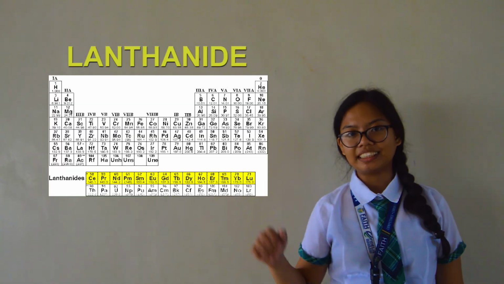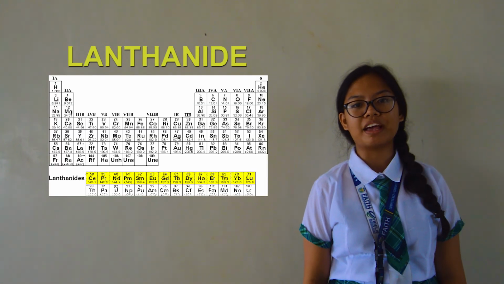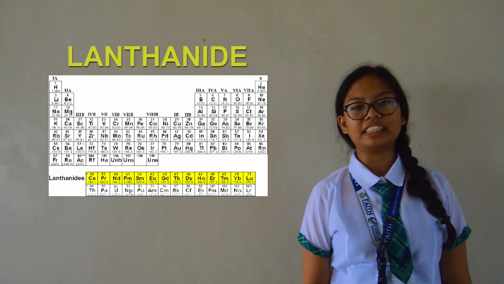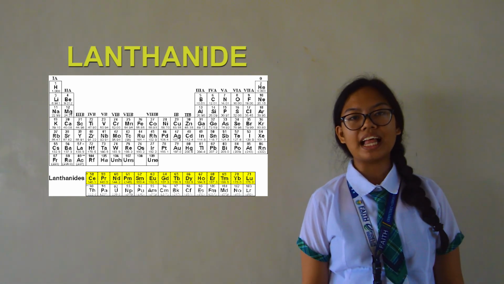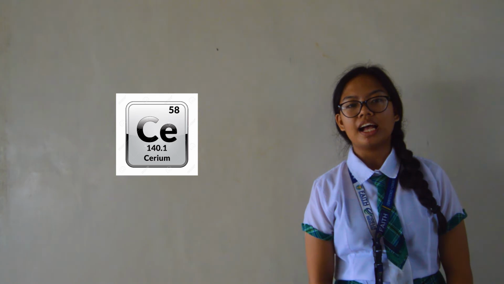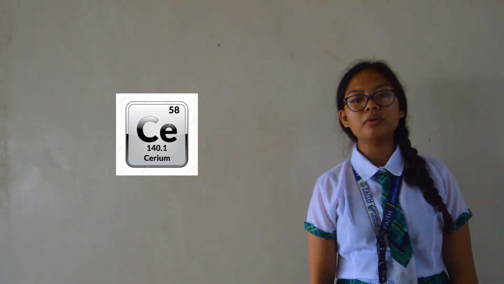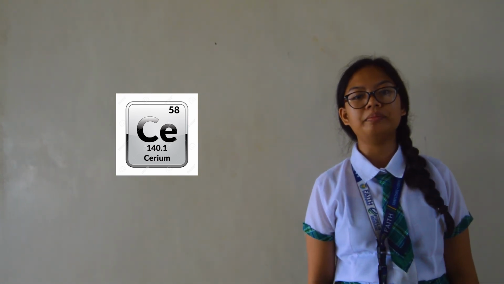The fourth group in the periodic table is the lanthanides, generally considered to be elements with atomic numbers 58 to 71. The lanthanide series is the group of elements in which the 4f sublevel is filled. All of these elements are metals. Cerium is one of the elements under the lanthanide group, which is the chemical element of atomic number 58, a silvery-white metal. It is the most abundant of the lanthanide elements and is the main component of the alloy mischmetal. An example is cerium metal.